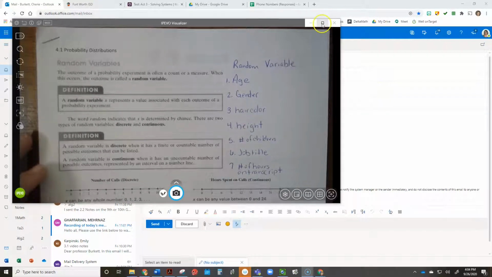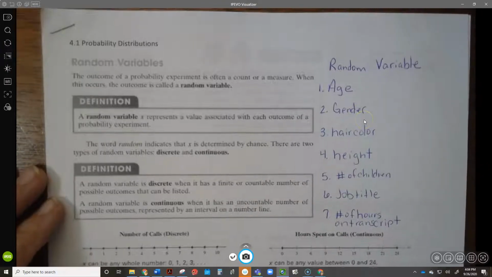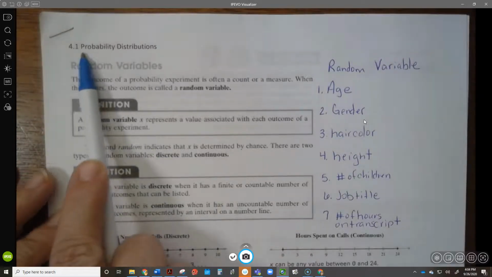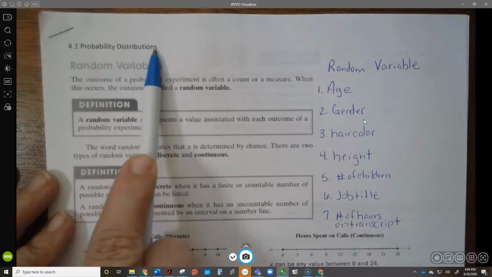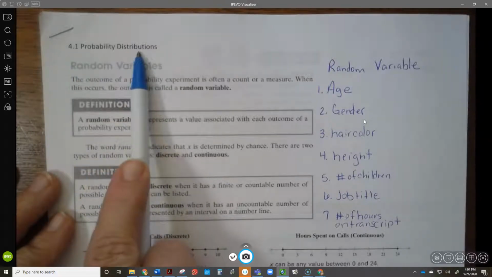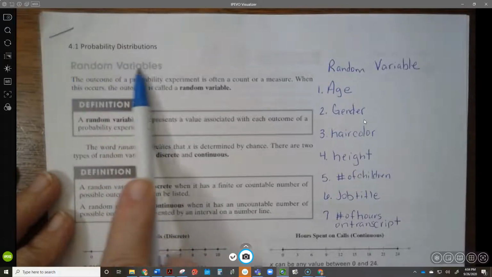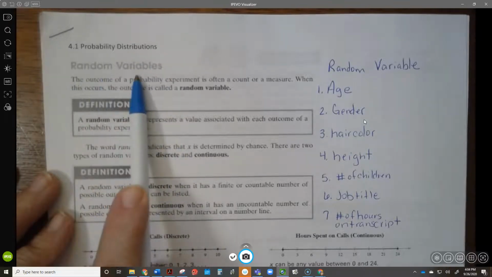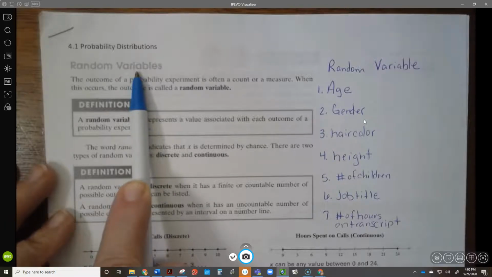Okay, so for chapter 4, section 1, we're going to be dealing with probability distributions. And these probability distributions are going to come from the probability of a particular random variable being selected. Now, the first thing you have to do is understand what a random variable is.